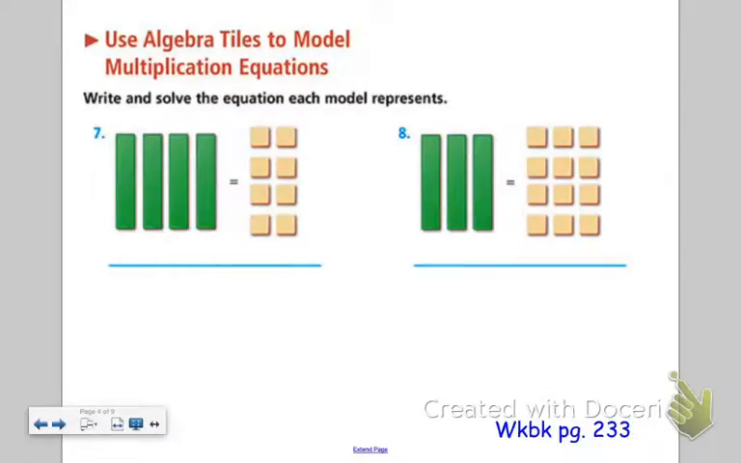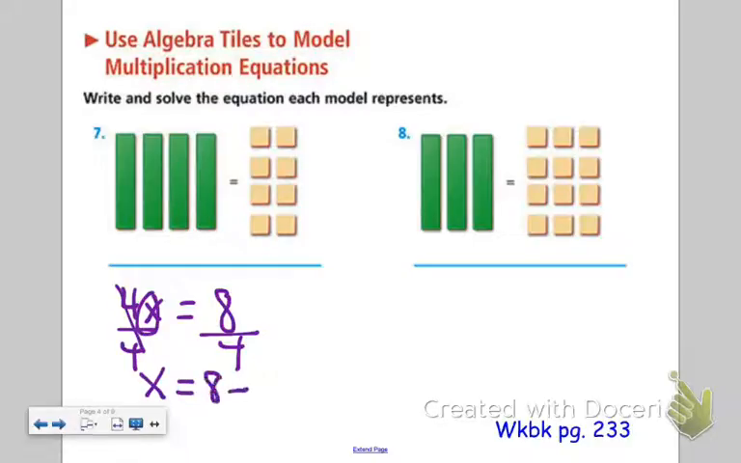Let's write and solve the equation that each model represents with these algebra tiles here. Here I see 4x equals 2, 4, 6, 8. I have 4 x's equals 8. If I want to get the x by itself, I'm going to have to do the opposite or the inverse of the multiplication that's going on. I'm going to divide by my 4. So my related equation is x equals 8 divided by 4. And of course, x is equal to 2. And that works out because 2 plus 2 plus 2 plus 2, you have 4 2's here, there's 8, and of course you already have 8 on the other side.